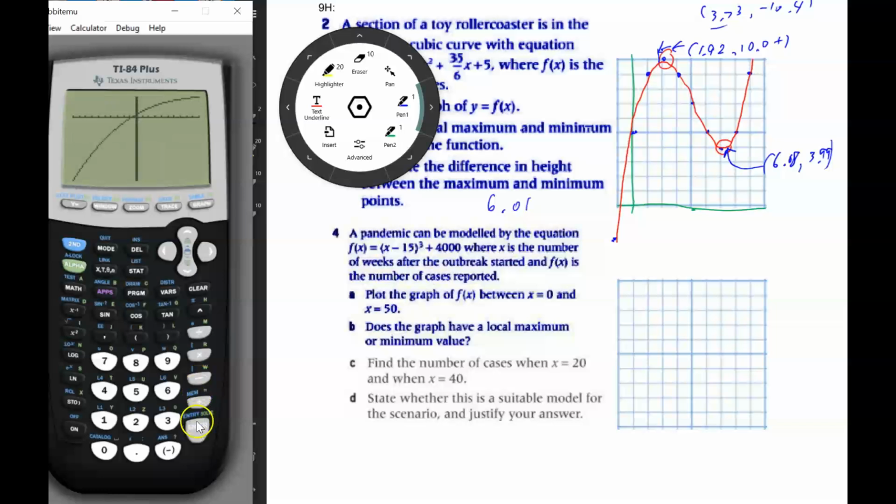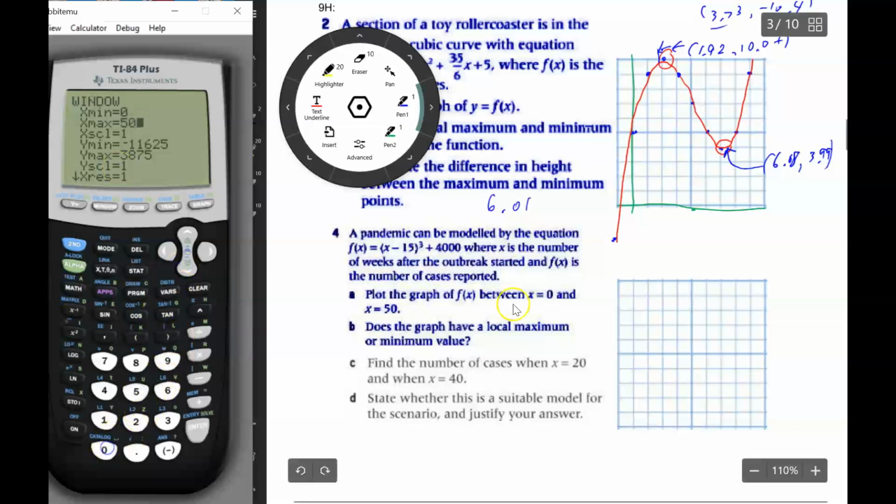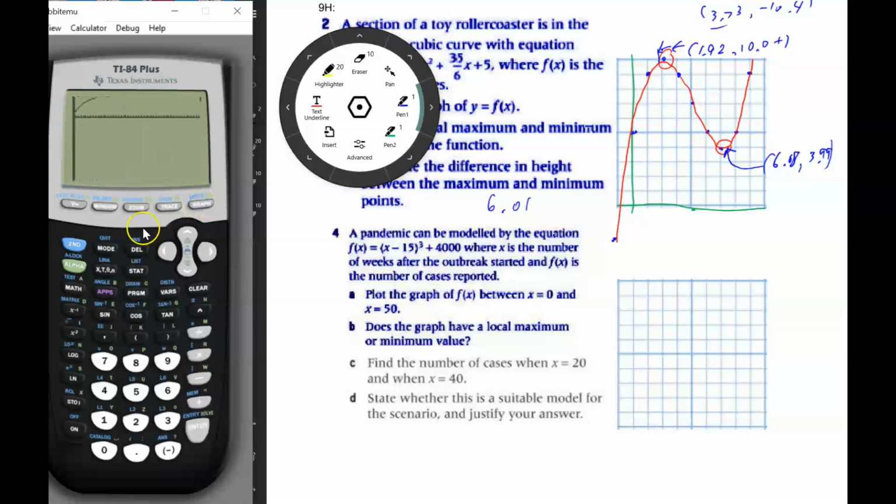Okay. We don't really care about the negative part, so I'm going to modify the window. I'm going to say the x min is 0 and x max will be 50 because it says to graph from 0 to 50. So we're going to do that. And then we're going to do a zoom fit. There we go. That's a pretty good picture. All right, and then plot the graph between x equals 0 and 50.